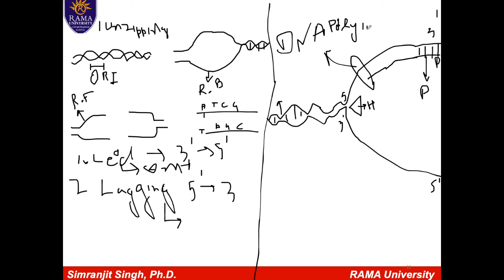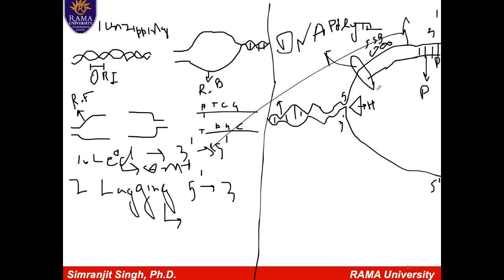So what it is doing is adding nucleotides at the 3 prime end. This DNA polymerase has started to add these nucleotides. And here, as I discussed, the SSB proteins, single-stranded binding proteins, will keep these nucleotides from becoming unstable. Okay, and this will be your leading strand, this one.